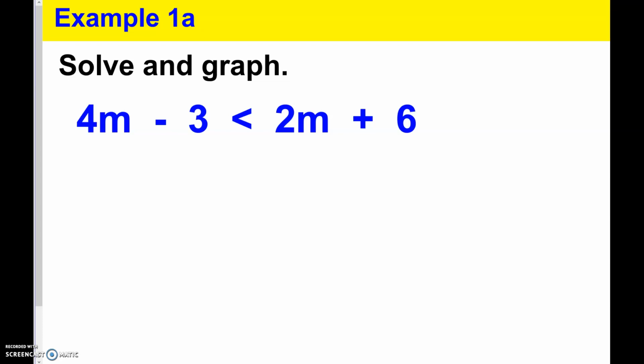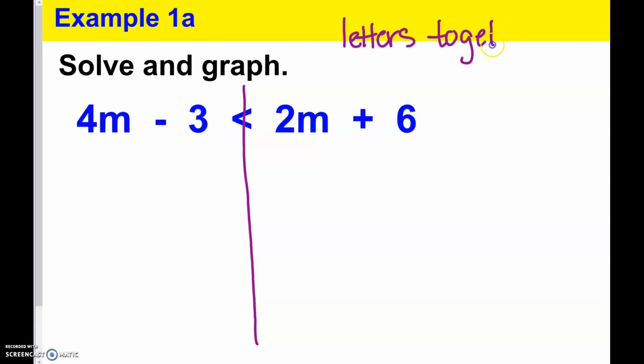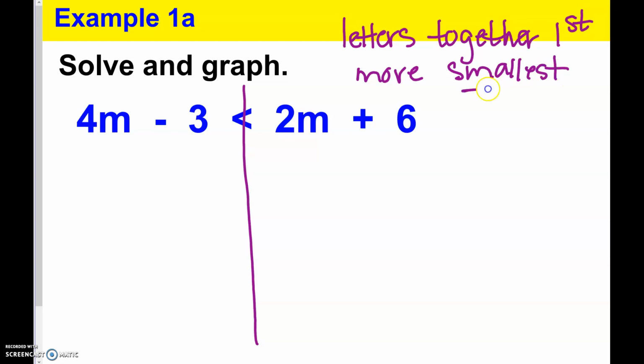It looks pretty similar to what the problems in the past have looked like. We're going to put a line straight down that inequality symbol. And if you recall, when we were solving equations, my first thought was always to try to get my letters together first. And we usually move the smallest letter. Okay, so I've got a 4M and I've got a 2M.